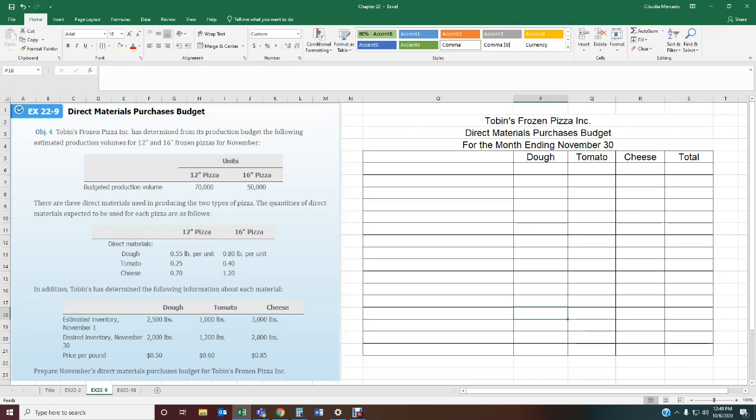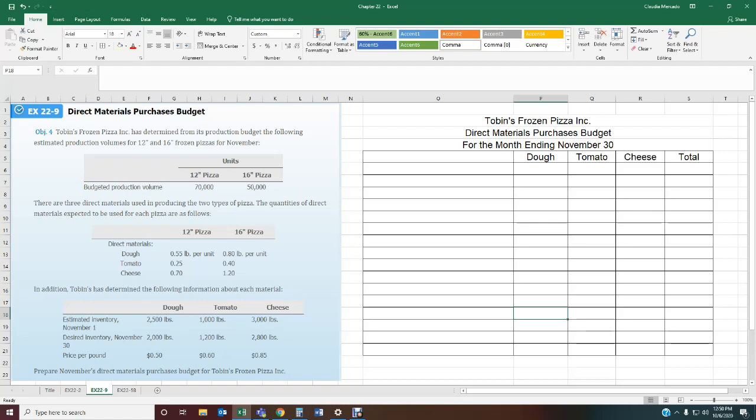It says Tobin's Frozen Pizza Incorporated has determined from its production budget the following estimated production volumes for a 12-inch and a 16-inch frozen pizzas for November. We have budgeted production volume of 70,000 12-inch pizzas and 50,000 16-inch pizzas. There are 3 direct materials used in producing these 2 types of pizza. The quantities of direct materials expected to be used for each pizza are as follows. The 3 materials we have are the dough, the tomato, and the cheese.